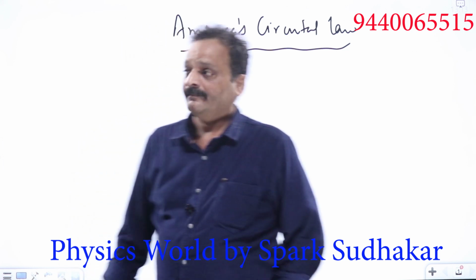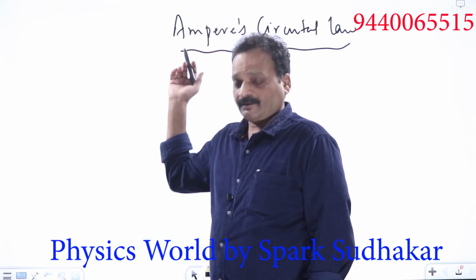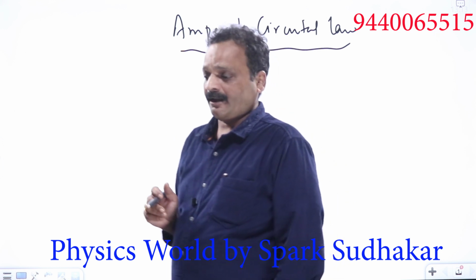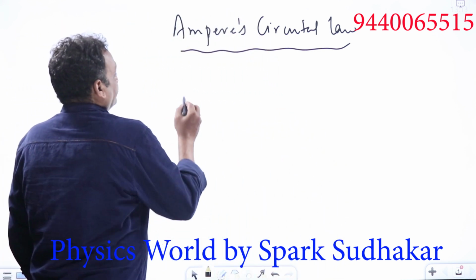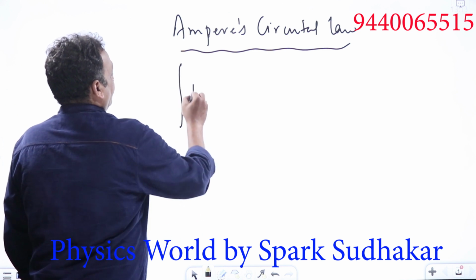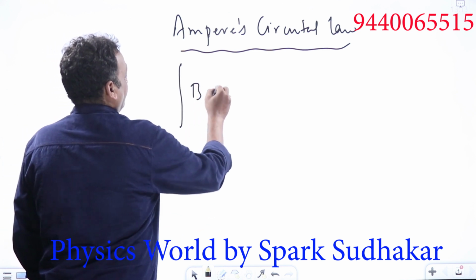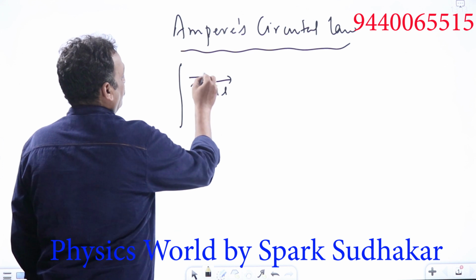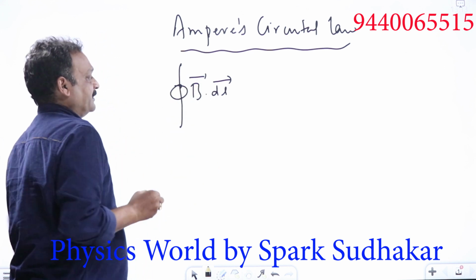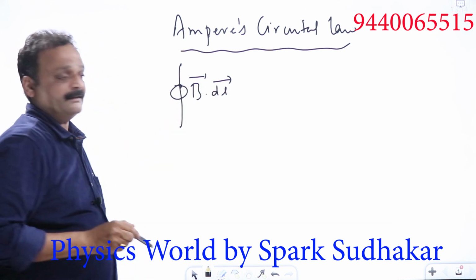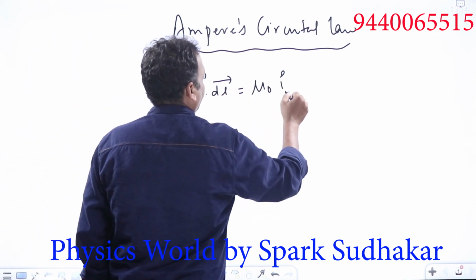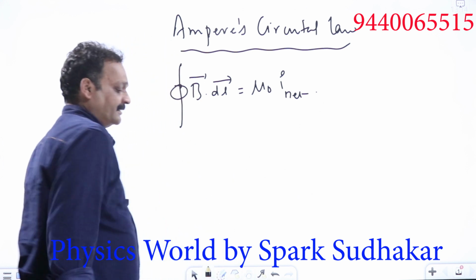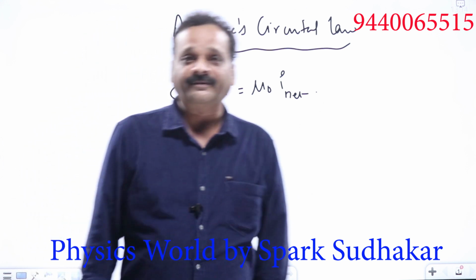So welcome viewers. Today we will discuss what is known as Ampere Circular Law. Okay, what is Ampere Circular Law? It says that the line integral of the magnetic field B bar around a closed loop, around any closed loop, that is, circular integral of B bar dot dl is equal to mu naught times the net current I enclosed by the path. Okay, this is the mathematical definition of Ampere Circular Law.